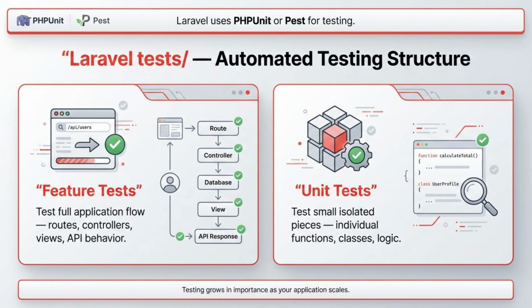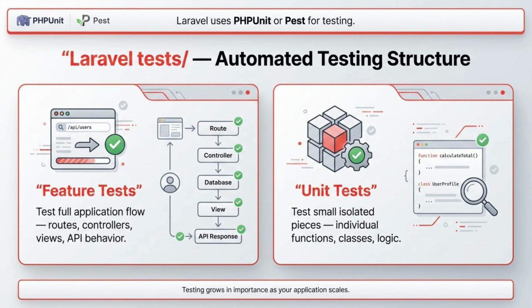For example, a feature test for an API route might send a request to /api/users and then verify that the response is correct, the right controller method was used, the database was queried as expected, and the final result matches what your application should return. This level of testing gives you confidence that entire sections of your application behave properly as a whole.